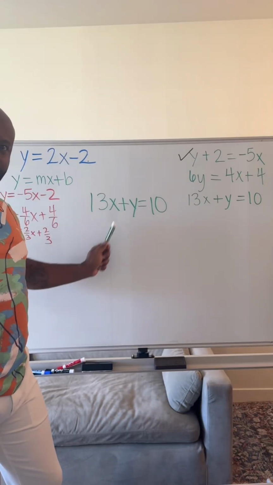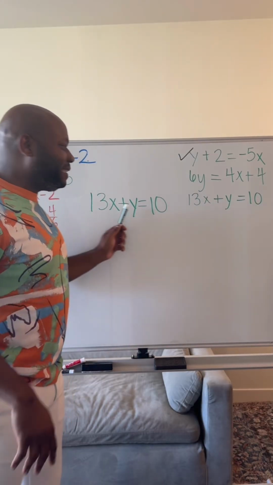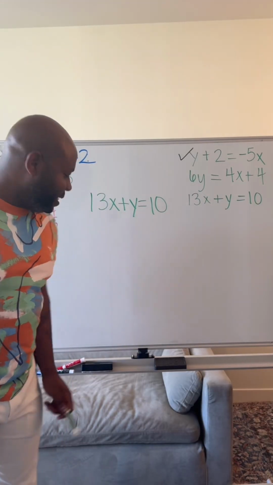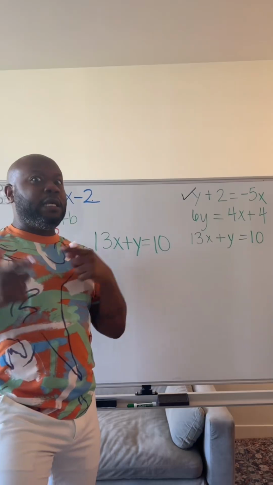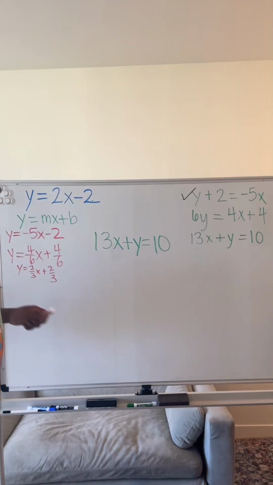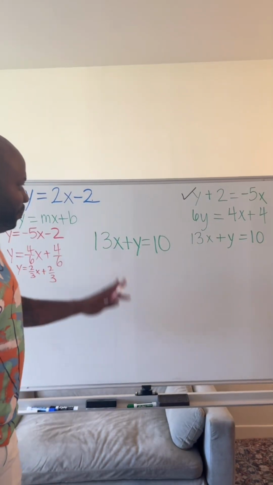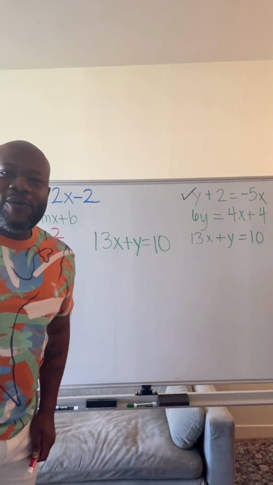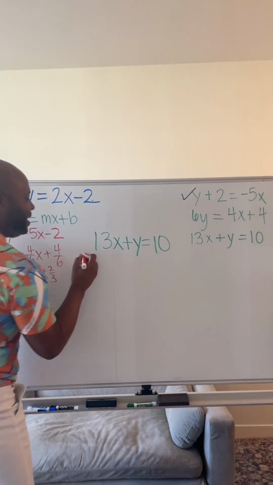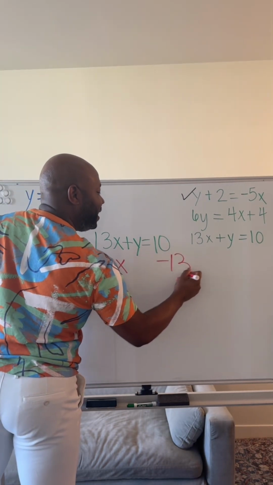What's stopping them? Tell me loud, speak loud. What's stopping them? Correct. There's a 13x that is ruining the vibes. We need it to go. In order to move that, what do we do? We gotta move it over there. How do we move it? We subtract it. Minus 13x.